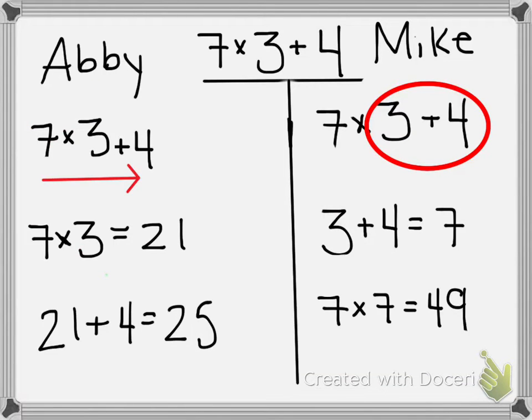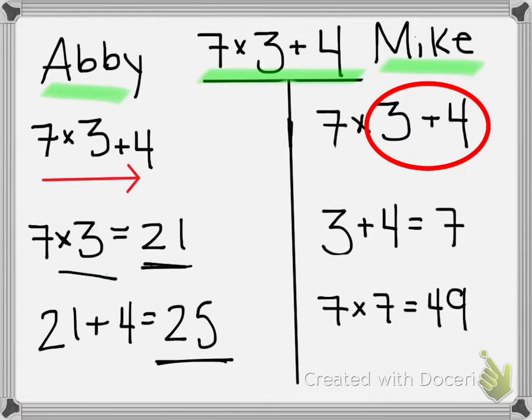So let's look at this problem. 7 times 3 plus 4. Let's say that we have two students. We'll call them Abby and Mike. Abby and Mike come in and they see this problem on the board and they know that they're going to start working on it. So they sit down and Abby says, well, I'm just going to do the problem how it's read. I'll start with 7 times 3 and I'll add 4. I know that 7 times 3 is 21 and 21 plus 4 gives her an answer of 25.